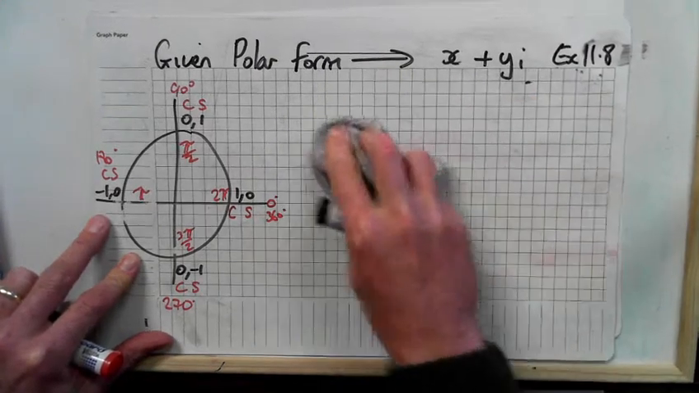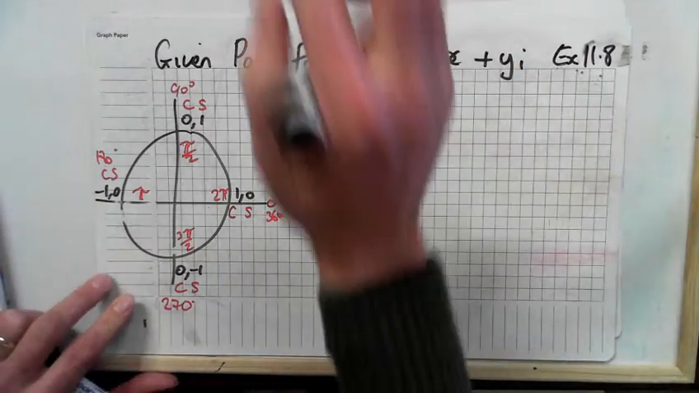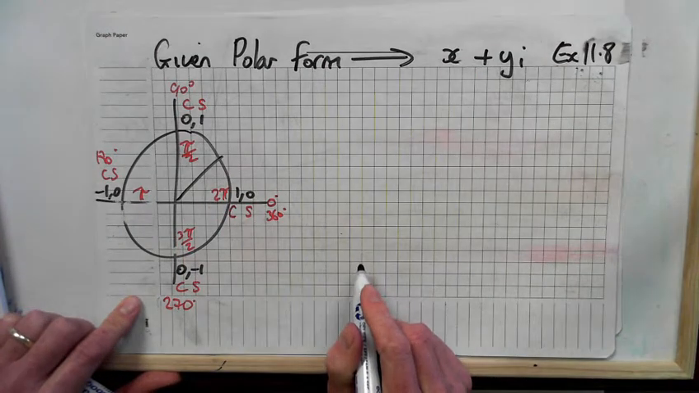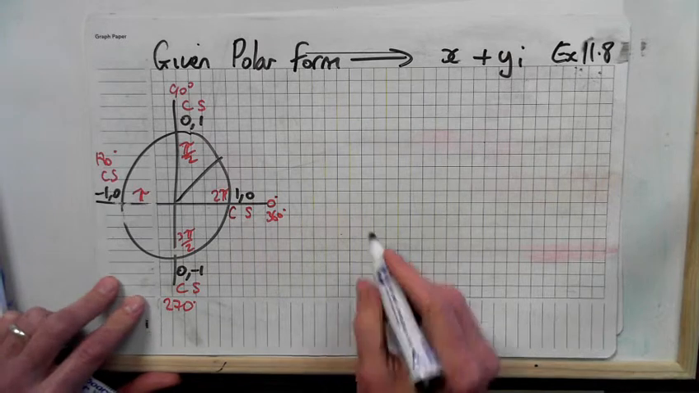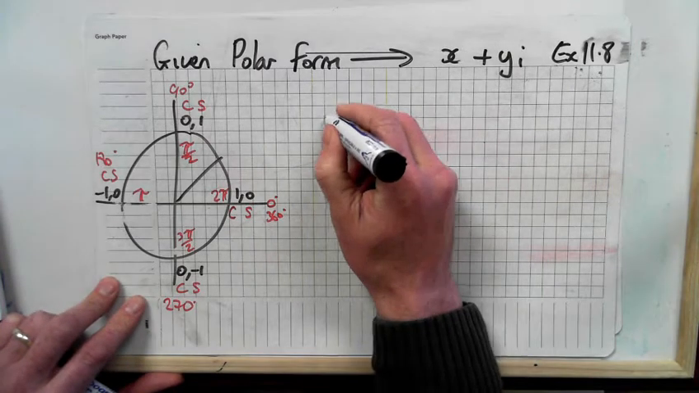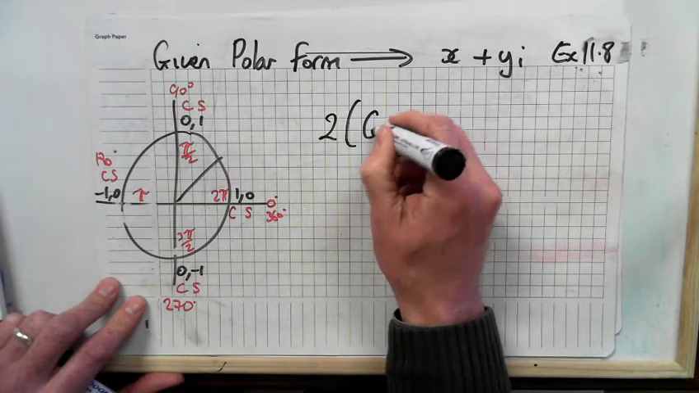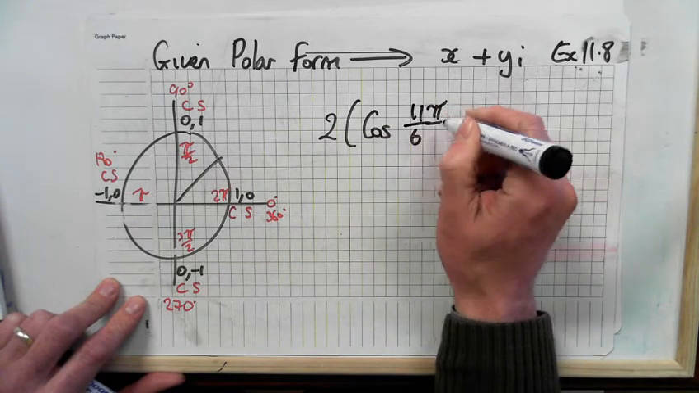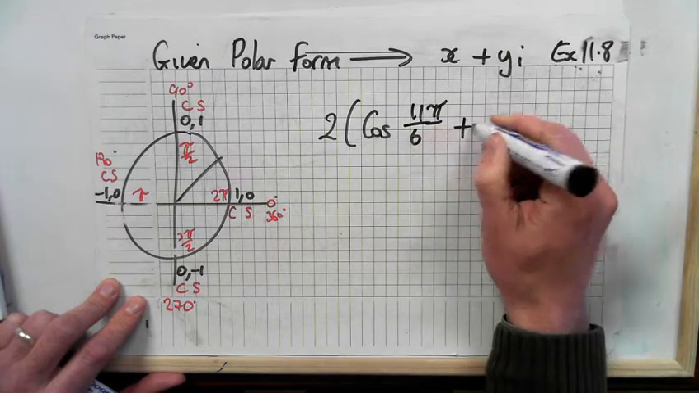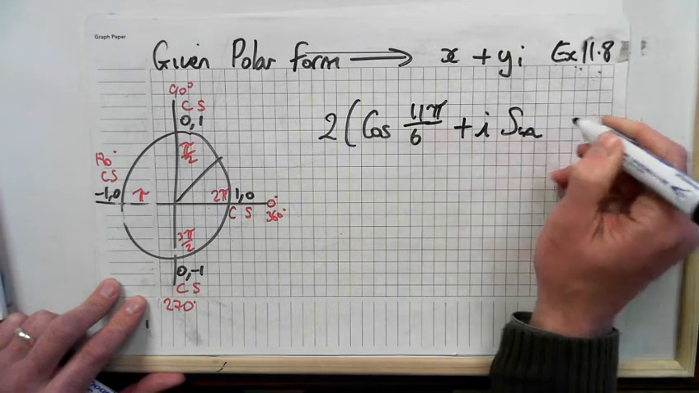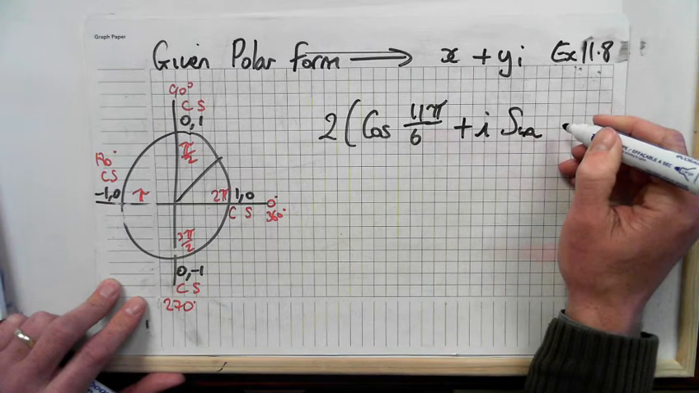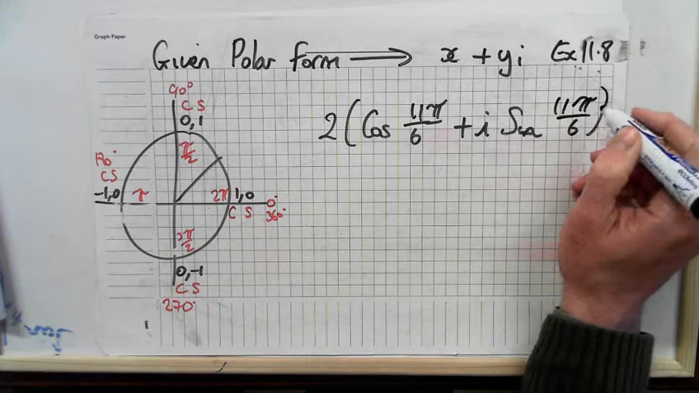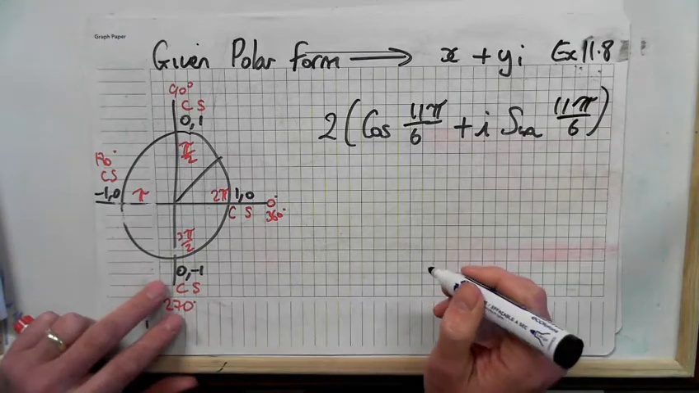What did they give you, like 45 degrees? 45 degrees, which is out here. You can use your calculator. Right, part 4. So 11 pi over 6 plus i sine 11 pi over 6. You can use your calculator in this case.